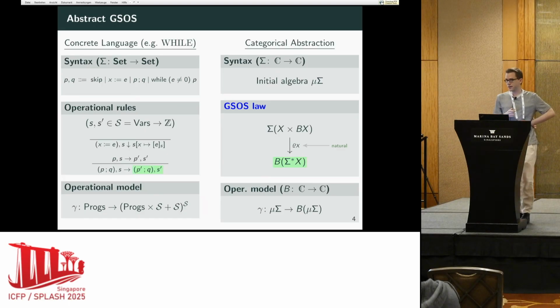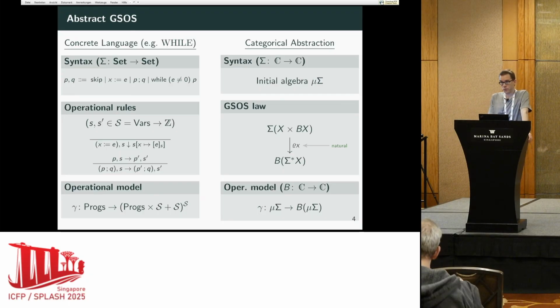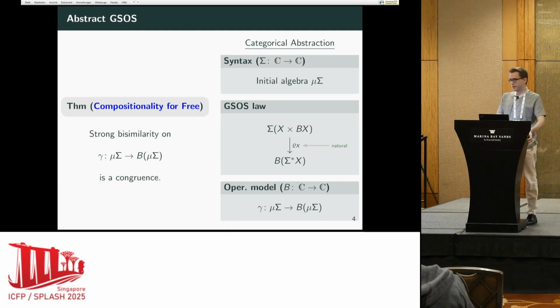And this is really the key idea by Turi and Plotkin. And what they showed is that at this level of abstraction, you can actually reason about program equivalence. They have a compositionality result that says, in any of these settings, strong bisimilarity on this coalgebra of program terms is always a congruence, with a categorical notion of congruence that I will not state here, but there is a categorical abstraction of saying what a congruence is. So this looks very useful. It's a compositionality result for free, but unfortunately, in the context of stateful languages, it is completely useless.